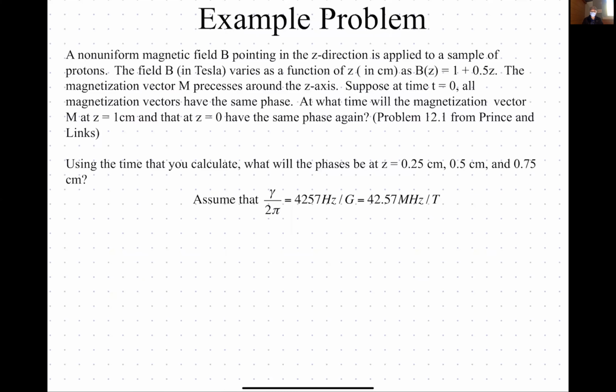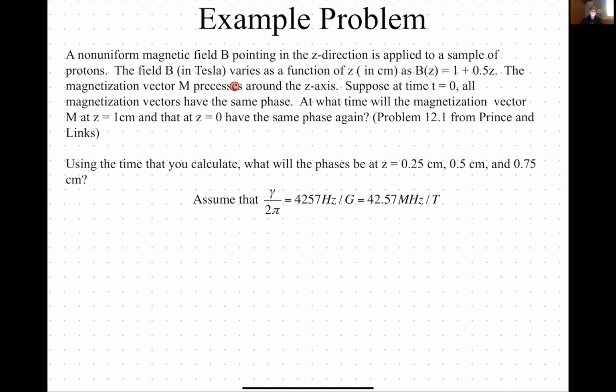This is a problem from the book, and we're just going to work through this to give you a better sense of how the theory plays out in practice. The question is as follows. We have a non-uniform magnetic field pointing in the Z direction, and the B field varies as a function of Z: B of Z equals 1 plus 0.5 Z. So it's going to be a linearly varying field.